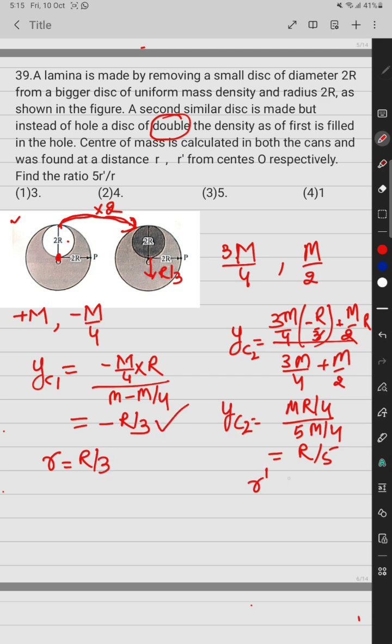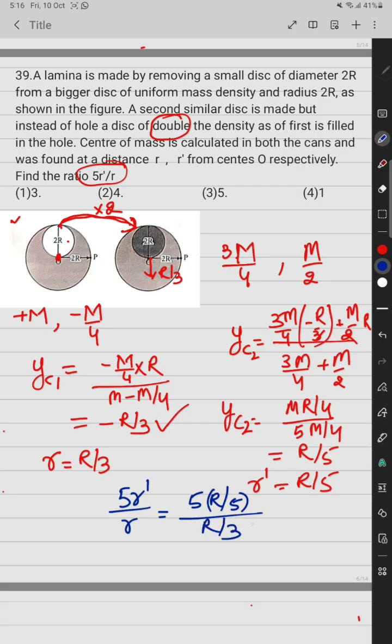In the second case, r dash is equal to r/5, and what is asked? 5 times r dash divided by r, that is 5 times r/5, divided by r/3, then it is equal to 3. So the correct option is the first one.